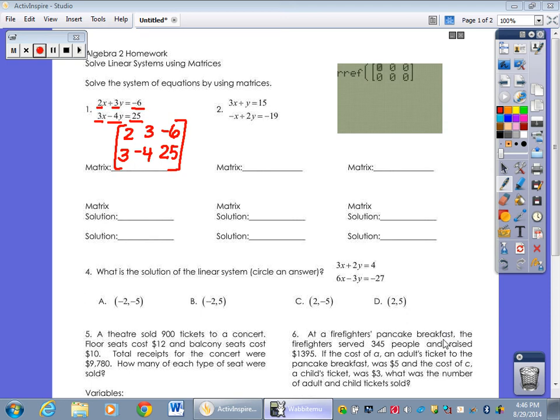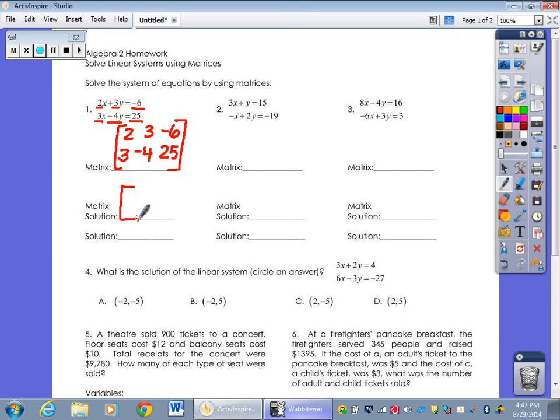At this point, we're going to type in our matrix that we've made. So 2, and when you type in the 2, notice the little box has an arrow in it. It wants you to arrow to the right to get to the next one. Don't hit enter or you're going to have a problem and have to start over. So 2, 3, -6, and then 3, -4, 25. Now, once we've input it, we hit our enter button and it gives us our matrix solution.